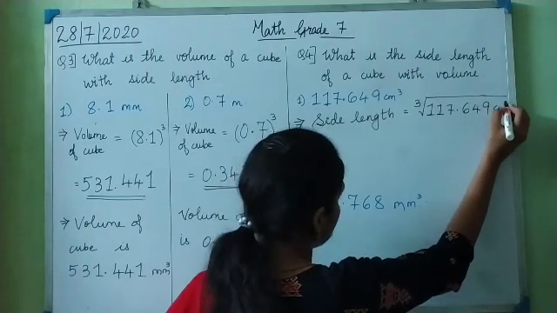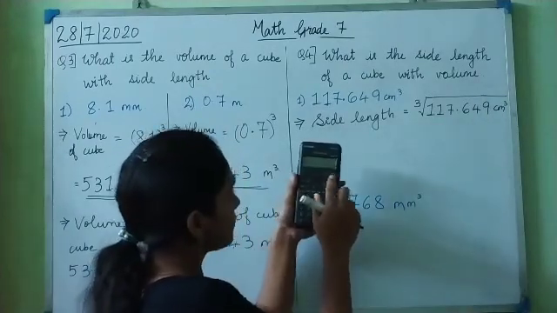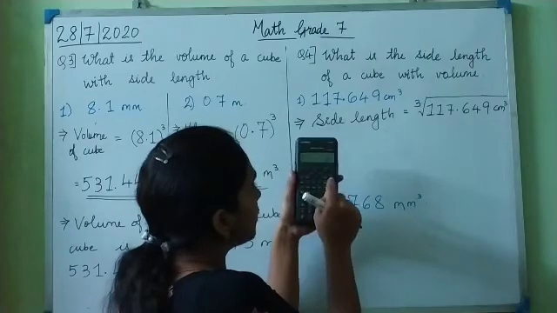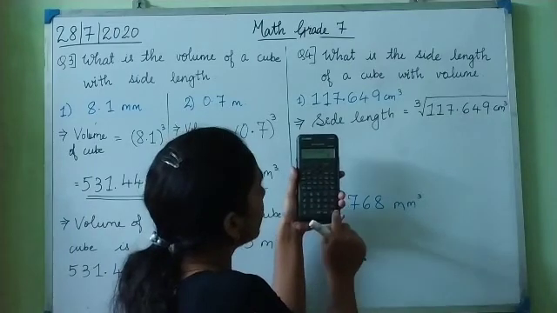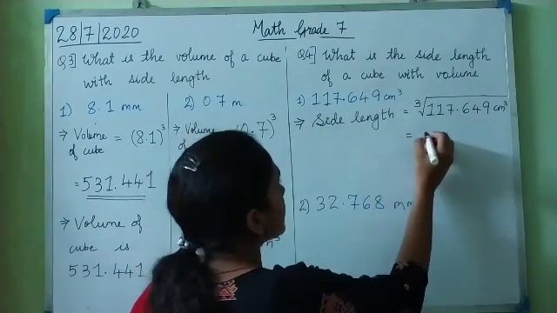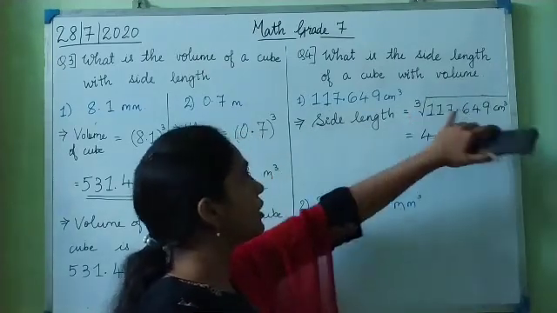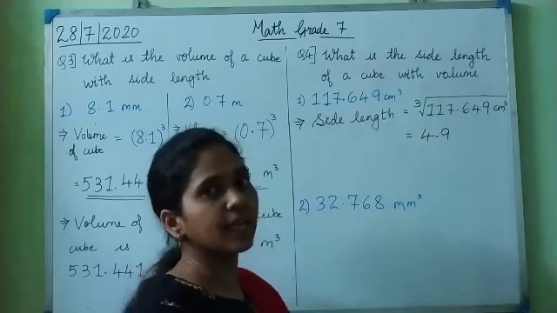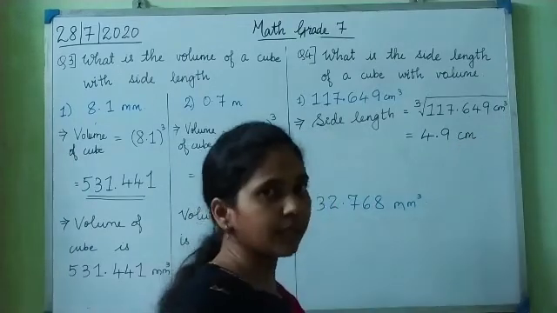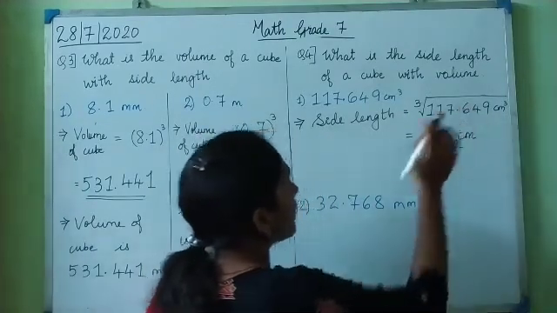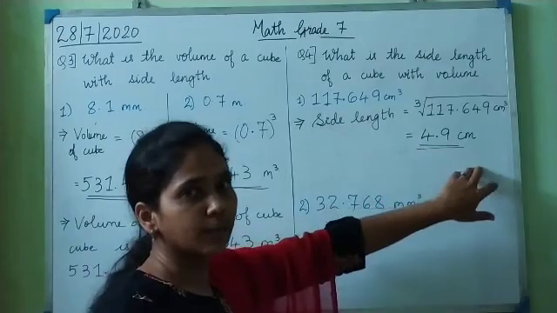The given volume is 117.649 centimeter cube. Now we need to find the cube root of this given number. To find the cube root, first I press shift, then cube root sign, then 117.649 is equal to 4.9. So the answer is 4.9, and the volume was given in centimeter cube. When we cube root centimeter cube, the cube and cube root sign get cancelled and only centimeters remains. So the side length is 4.9 centimeters.